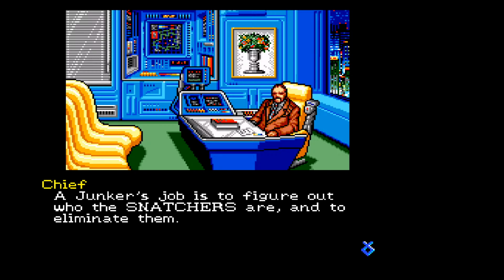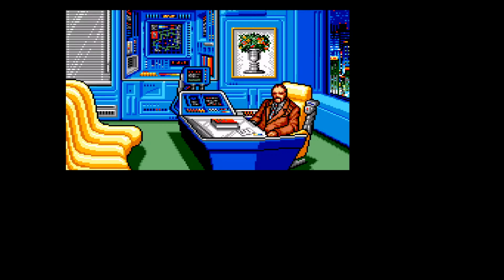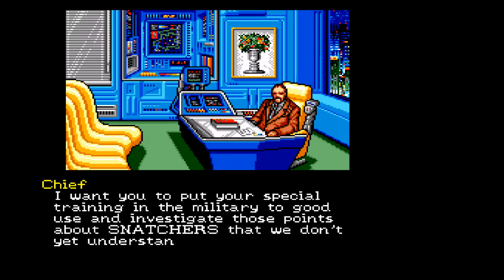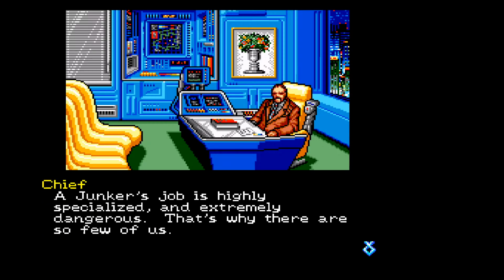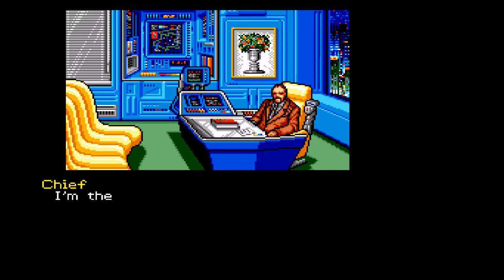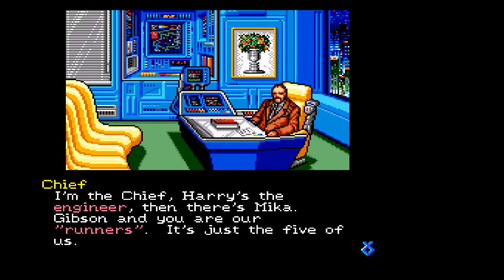A Junker's job is to figure out who the Snatchers are and to eliminate them. I want you to put your special training in the military to good use and investigate those points about Snatchers that we don't yet understand. We've got to put a stop to them. A Junker's job is highly specialized and extremely dangerous. That's why there are so few of us. I'm the chief, Harry's the engineer, and then there's Mika. Gibson and you are our runners. It's just the 5 of us.